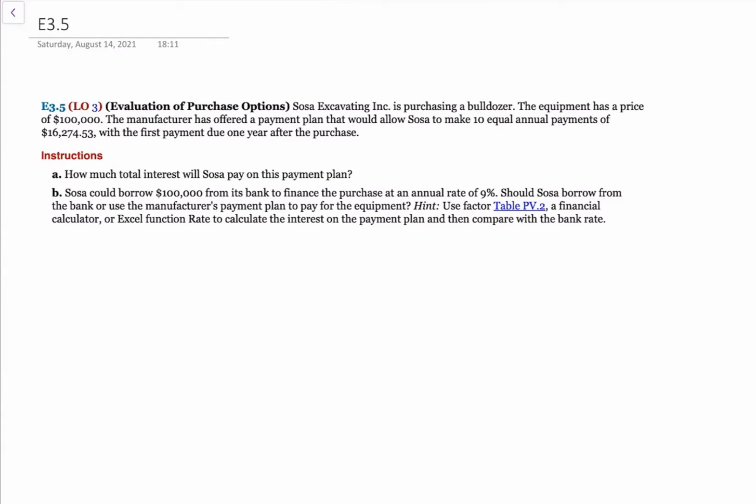Here we've got a company that's looking at buying a bulldozer with a price of 100,000. The manufacturer has offered a payment plan that would allow the company to make 10 equal annual payments of 16,274, with the first payment due a year from now. How much total interest will SOSA pay on the plan? How do you think you want to figure out how much interest is going to be paid?